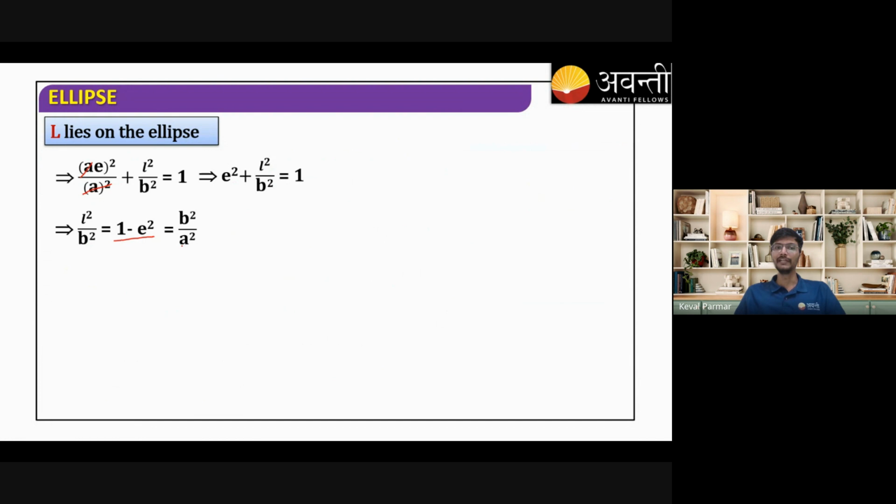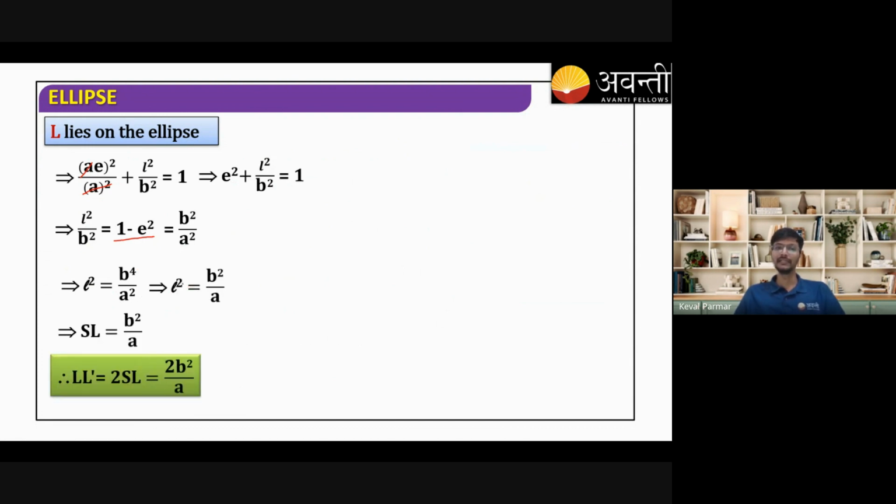So if we solve this, L square upon b square equals b square upon a square, so I'll get L square equal to b raised to 4 upon a square. If we take the square root, we'll get L is equal to b square upon a. So that means the coordinates of L will be (ae, b square upon a).